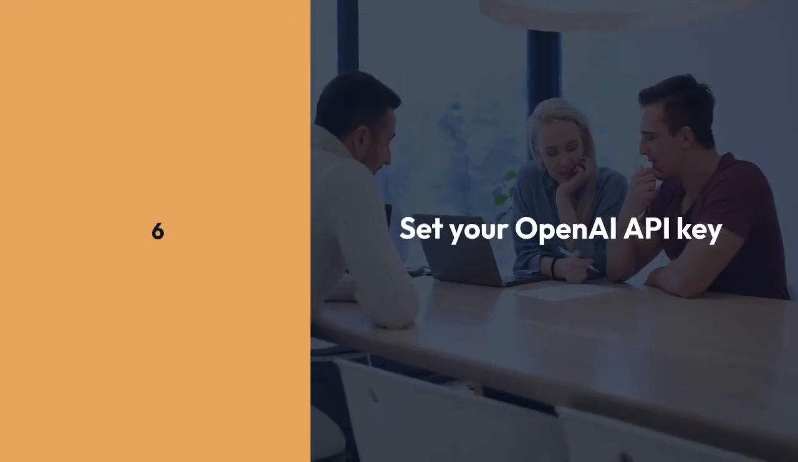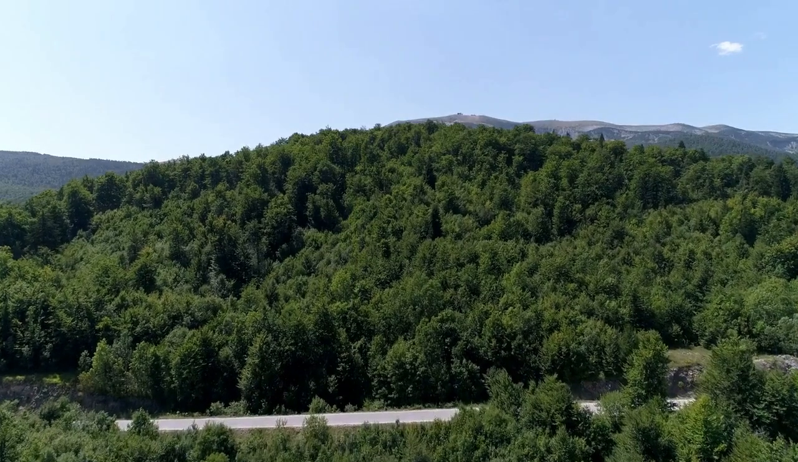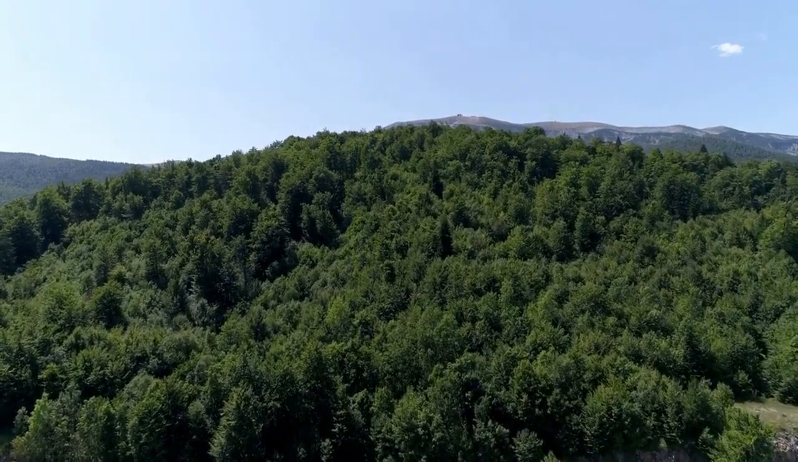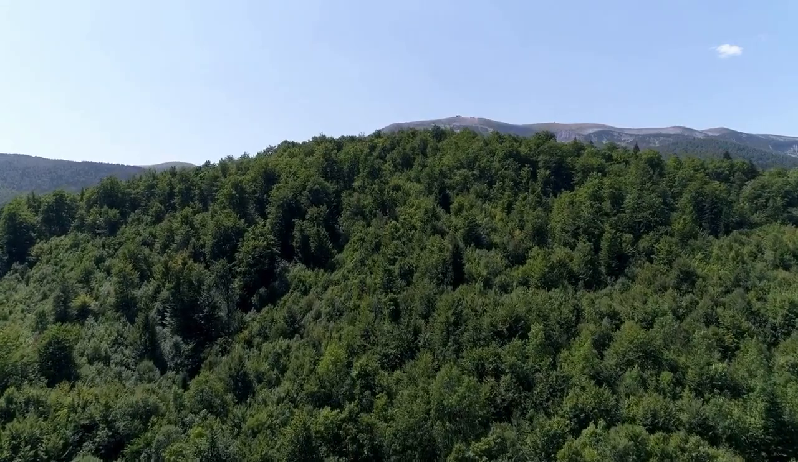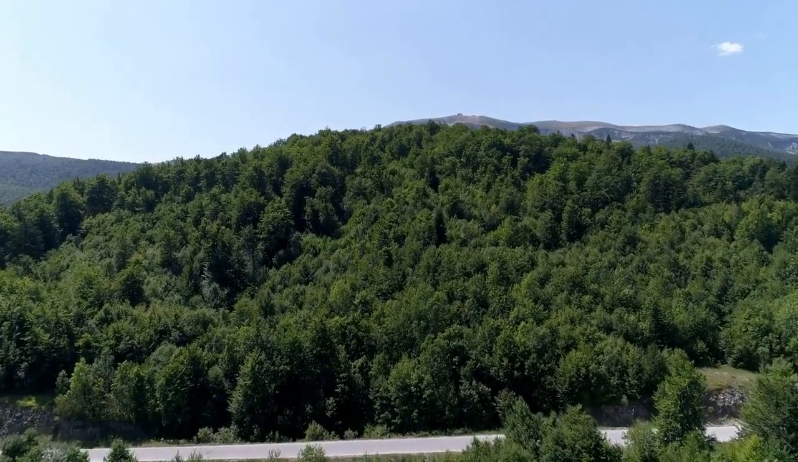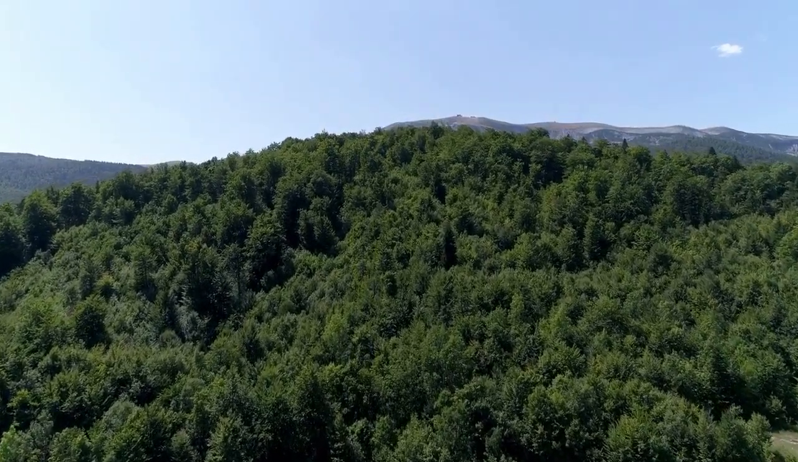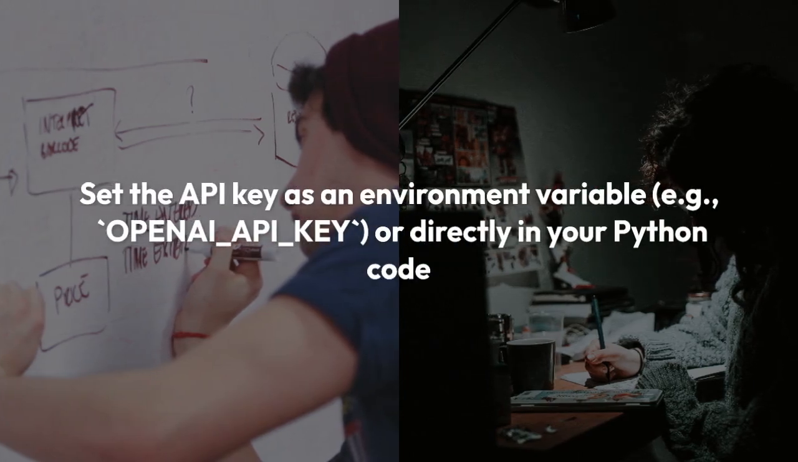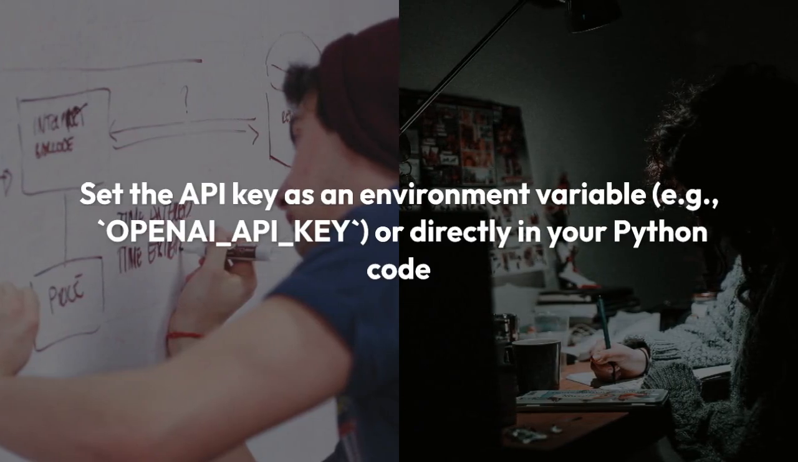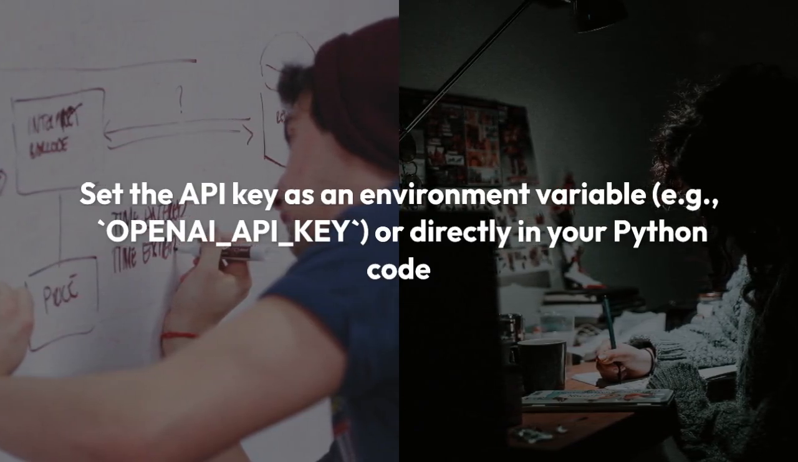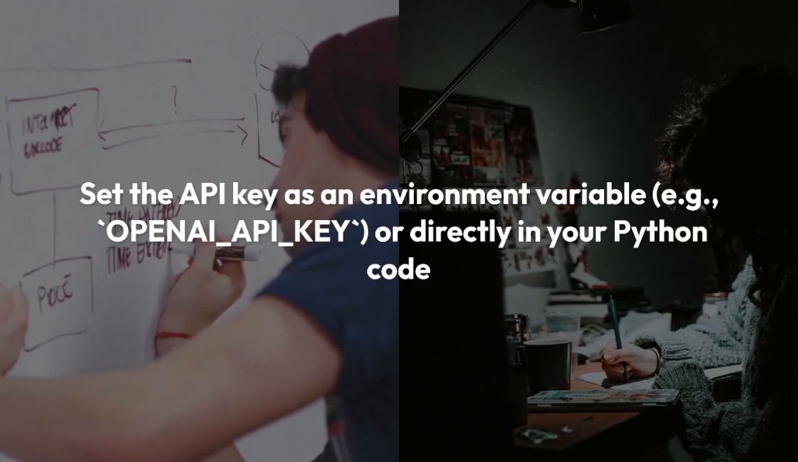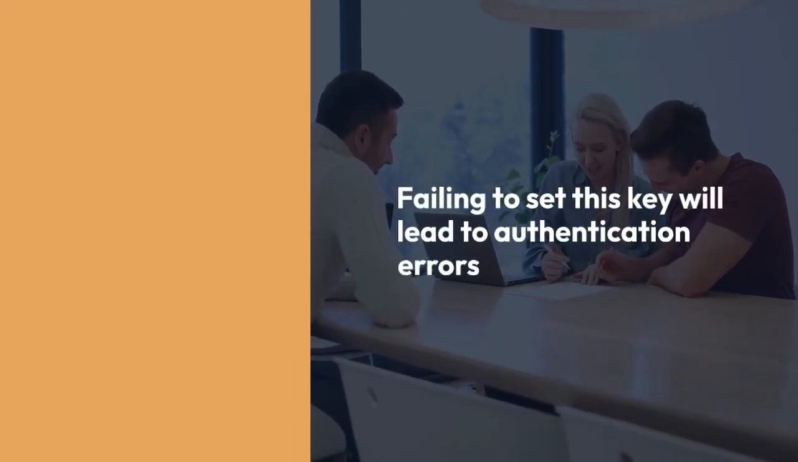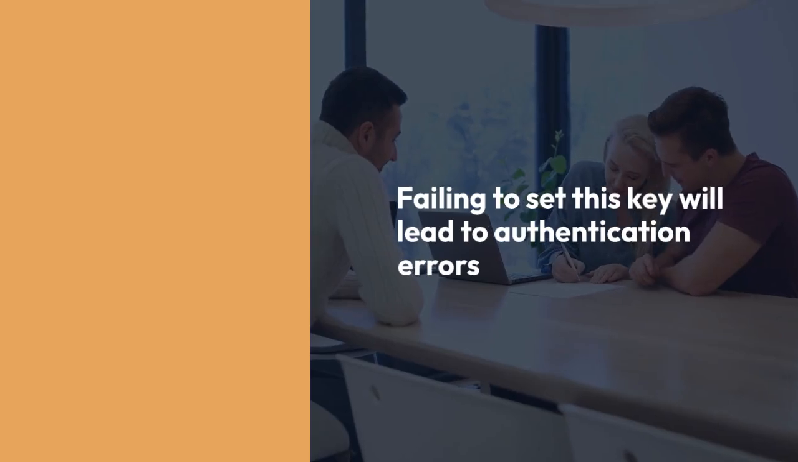6. Set your OpenAI API key. The OpenAI library requires an API key to authenticate your requests to the OpenAI servers. You'll get this key after creating an account on the OpenAI website. Set the API key as an environment variable, for example, OPENAI_API_KEY, or directly in your Python code, following the instructions on OpenAI's website. Failing to set this key will lead to authentication errors, even after successfully installing the library.